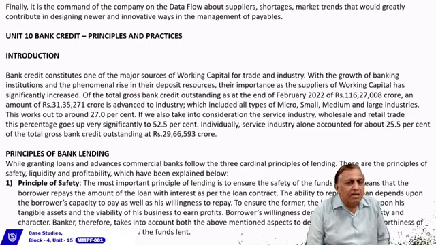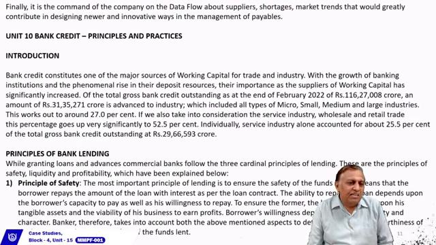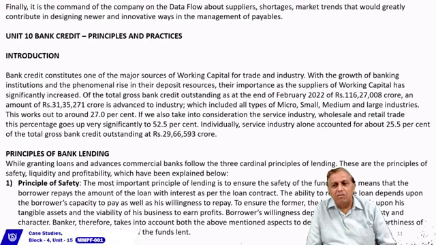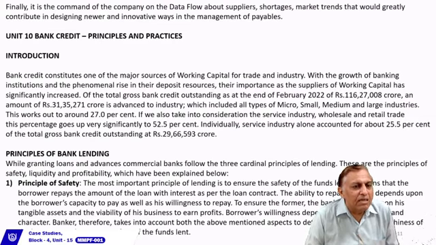The introduction says bank credit constitutes one of the major sources of working capital for trade and industry. With the growth of banking institutions and the phenomenal rise in the deposit resources, their importance as the supplier of working capital has significantly increased. How? Of the total gross bank credit outstanding as at the end of February 2022, 1,16,027,008 crore, an amount of rupees 31,35,271 crore is advanced to industry.